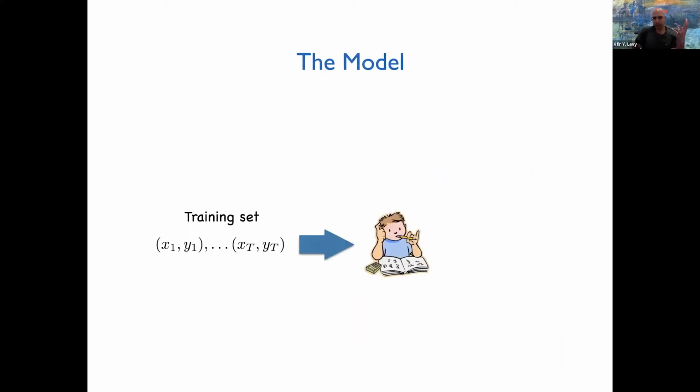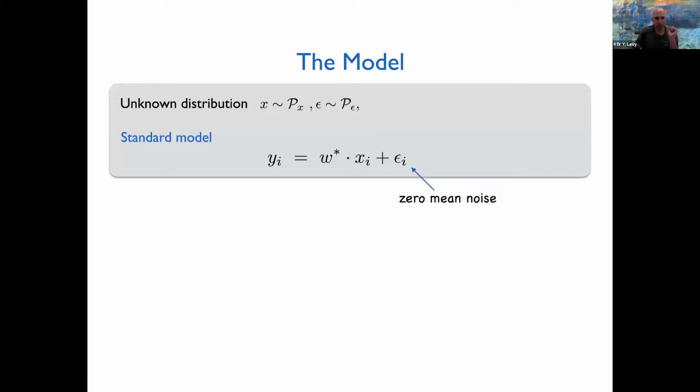Okay, so the model in this case is the following. We have a learner that receives a set of labeled training samples, and we assume a specific relation between the labels and the features. We assume that the labels are linear, noisy functions of the features. And more concretely, we assume that each label y_i is an inner product between its feature x_i and some weight vector, which we denote by w star, and this weight vector is unknown to the learner, plus some measurement noise epsilon_i, which is zero mean.